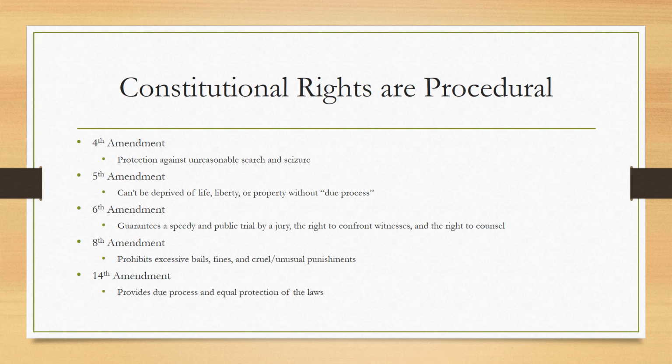We can't compel you to testify against yourself. The Sixth Amendment, this is your right again to a public trial, so we can't have them in secret. You get a speedy trial, whatever that means. We've had a lot of debate about that. You have a right to confront witnesses, so you can cross-examine them. You have a right to be represented by an attorney. Eighth Amendment, you can't have excessive bails, fines, and cruel and unusual punishments. None of these are allowed.